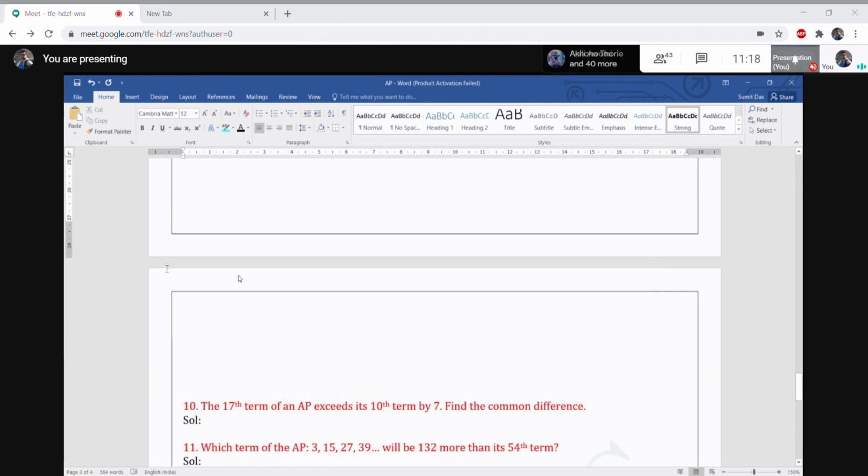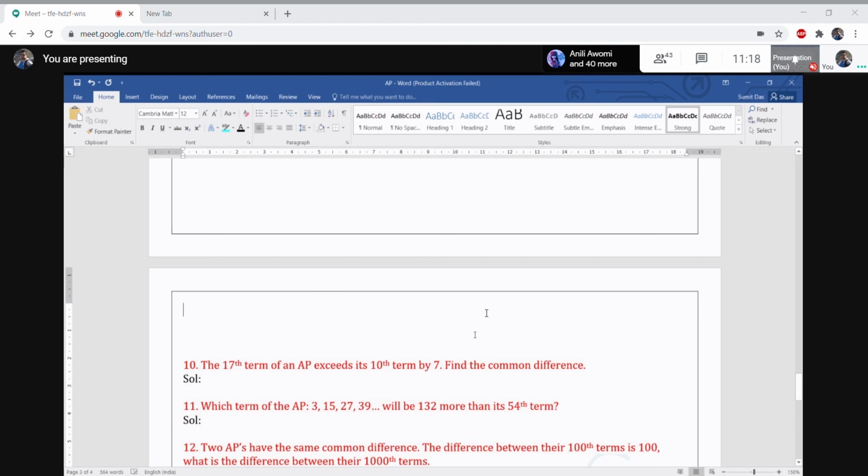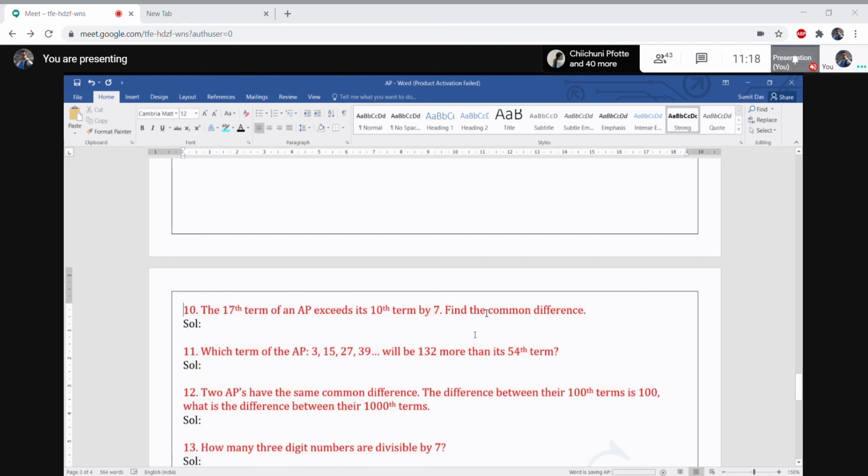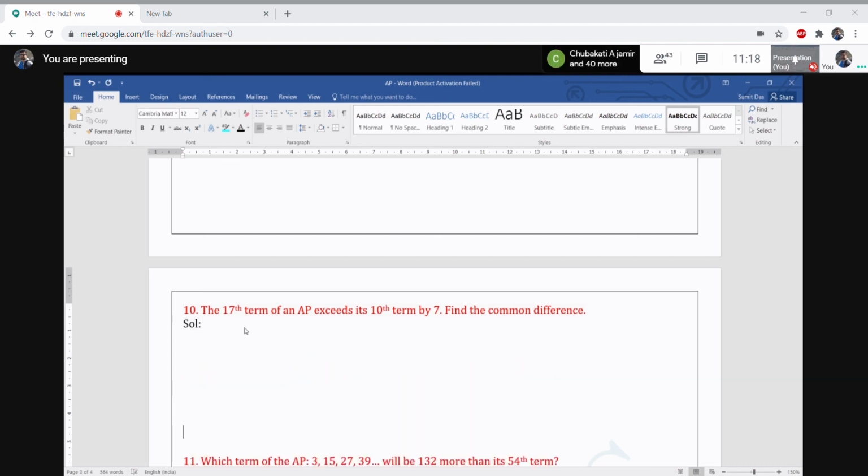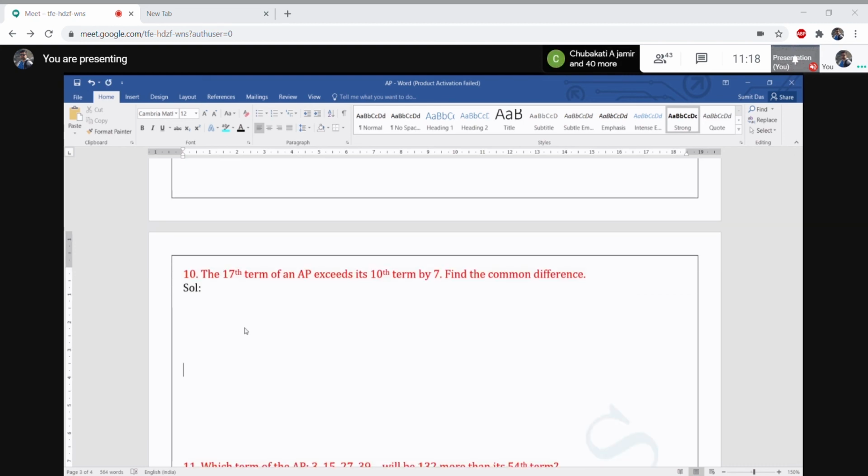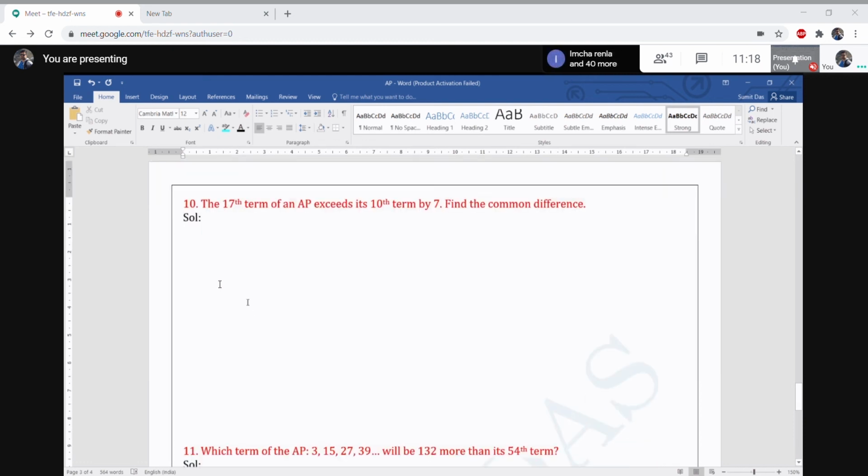So let's do the next question, question number 10. Question number 10 will be the last question for today. Here question number 10 is saying the 17th term of an AP exceeds its 10th term by 7. Okay, the 17th term exceeds the 10th term by 7. That means 17th term minus 10th term is 7.